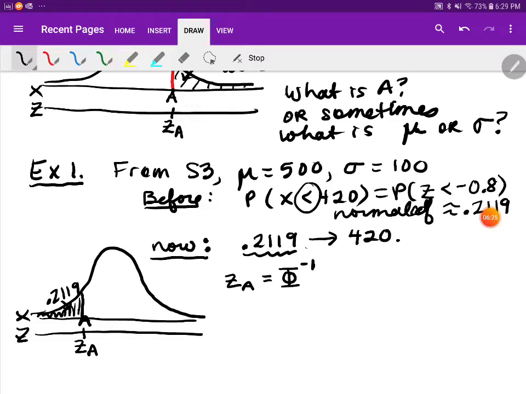I'm going to use the inverse notation, and I want to inverse this. Now, with the notation, this has to be the area to the left of A or ZA, depending on if you're talking about Z-scores or X values. So that has to be the area to the left. Your calculator will do it if it's to the right or to the center, but then we don't have a notation for it. Okay, so this is going to give you the Z-score directly.